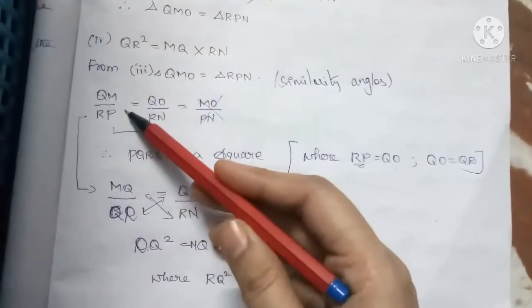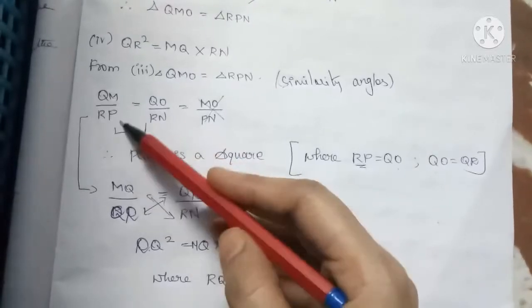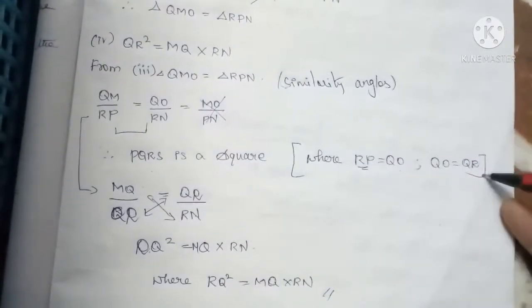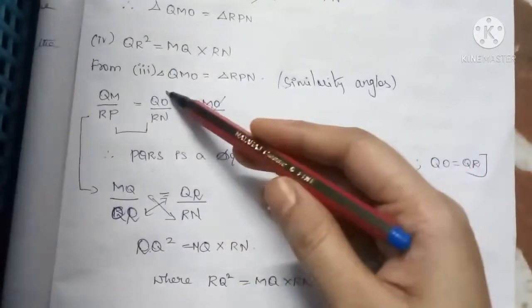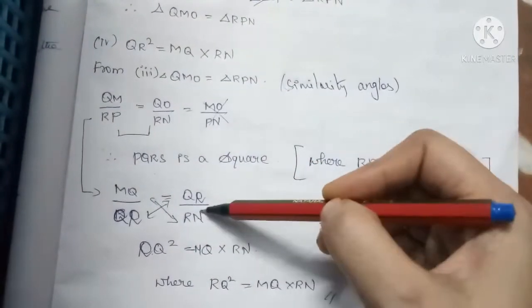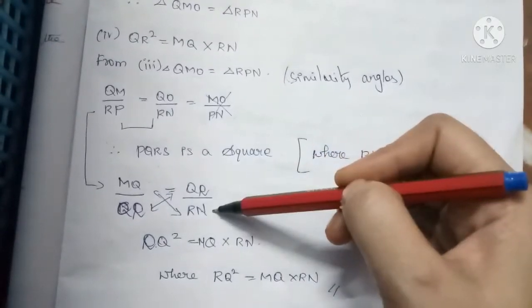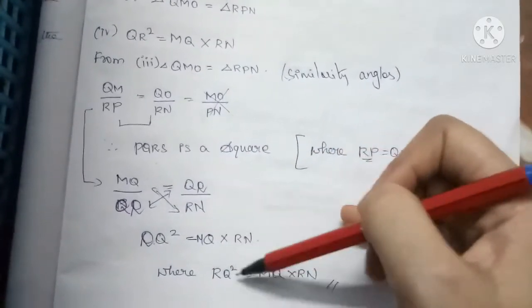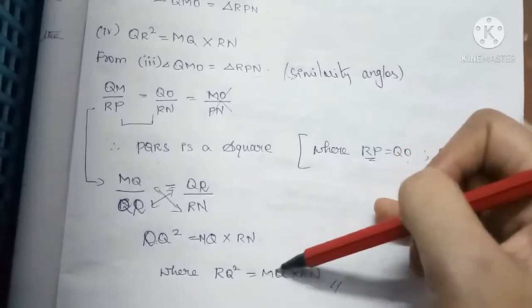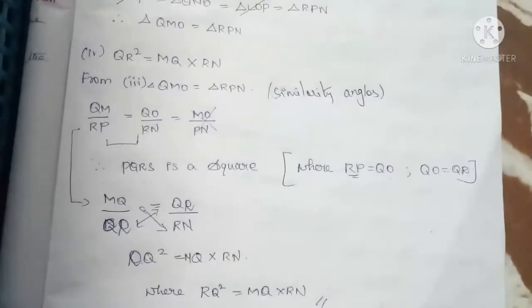Equate both the terms. MQ divided by, instead of RP, we can write QR, is equal to, instead of OQ also we can write QR, divided by RN. Cross multiplication: MQ into RN is equal to QR into QR, QR square. So RQ square is equal to MQ into RN.